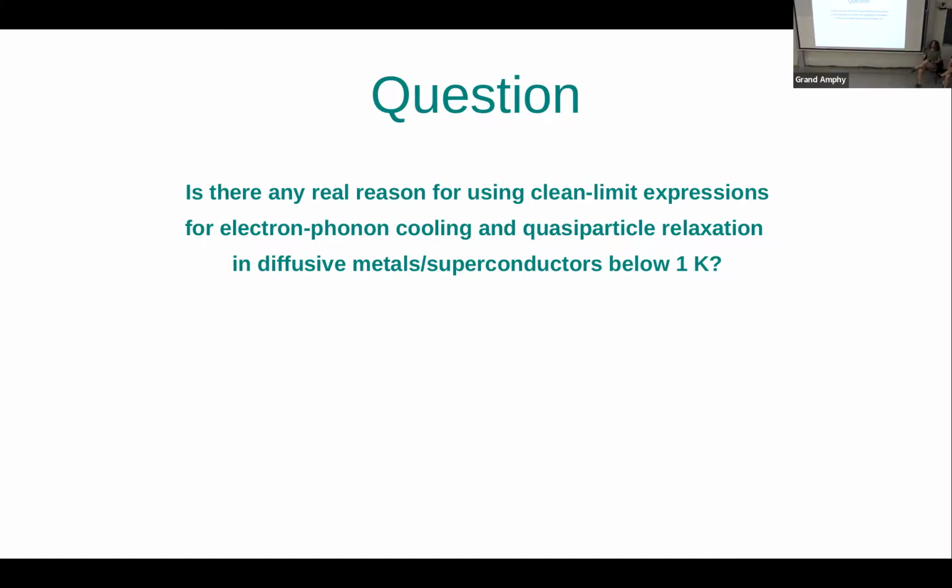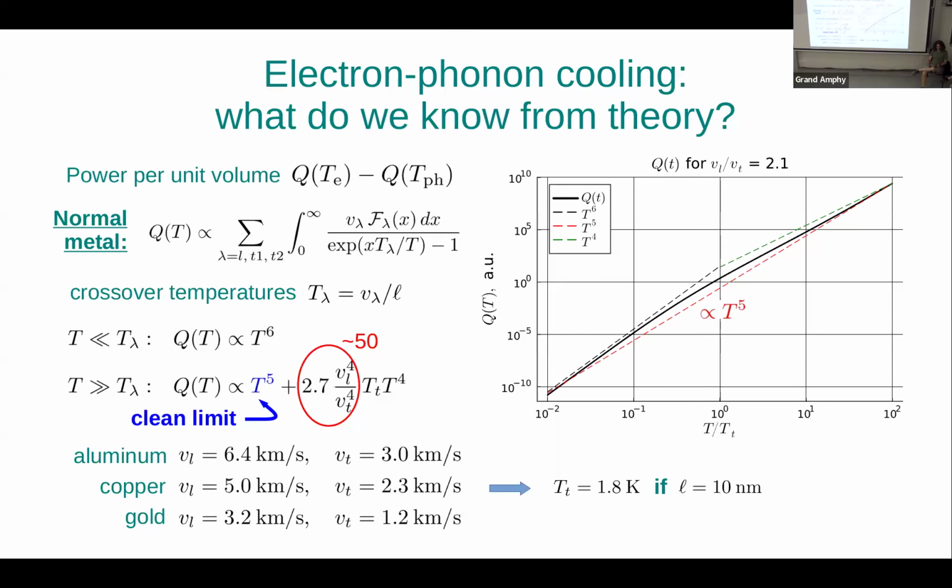Where's the mean free path? Sorry? I mean, this should be in the dirty limit, so it should depend on the mean free path. So yes, exactly. This is a very important point. So if you say you are at T to the 5 and you are here, the prefactor is not the clean limit prefactor. Your tangent here will depend on the dirty limit prefactor.